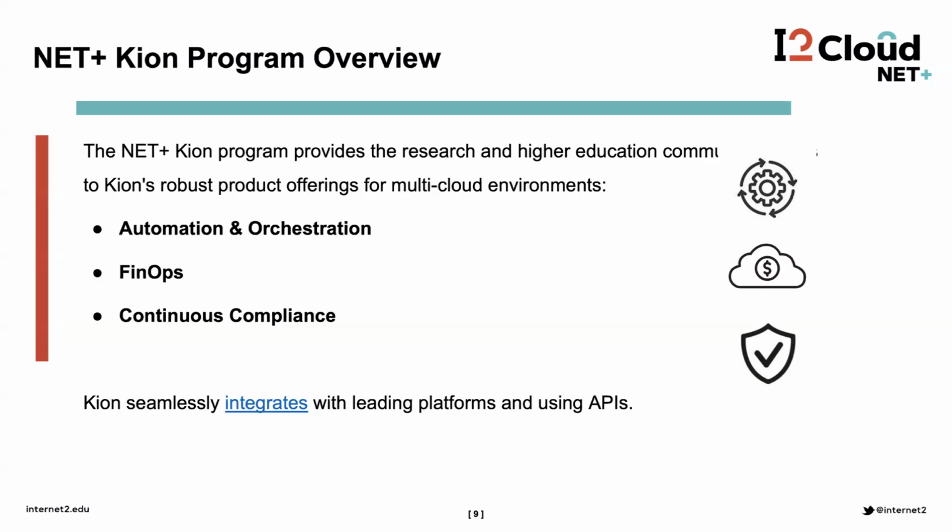First, automation and orchestration to streamline workflows and optimize resource management. Second is FinOps. Kion makes it easy to set and enforce budgets, get current spend insight, and identify cost optimization opportunities. Third, continuous compliance to ensure that organizations meet regulatory standards across multi-cloud environments. And lastly, it integrates smoothly with some of the widely used existing tools and systems through robust APIs. Next slide.